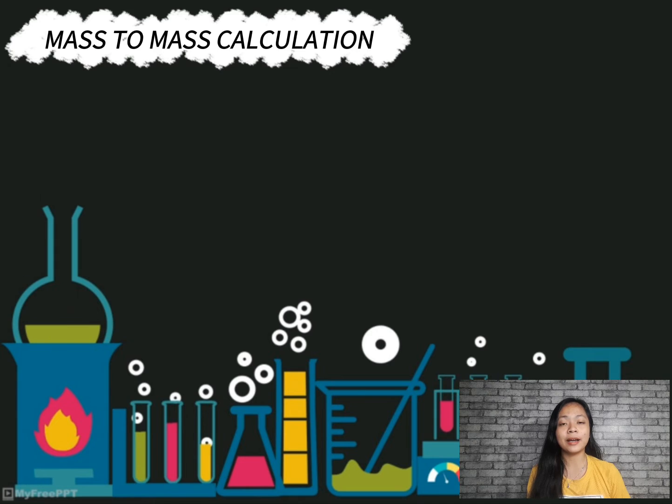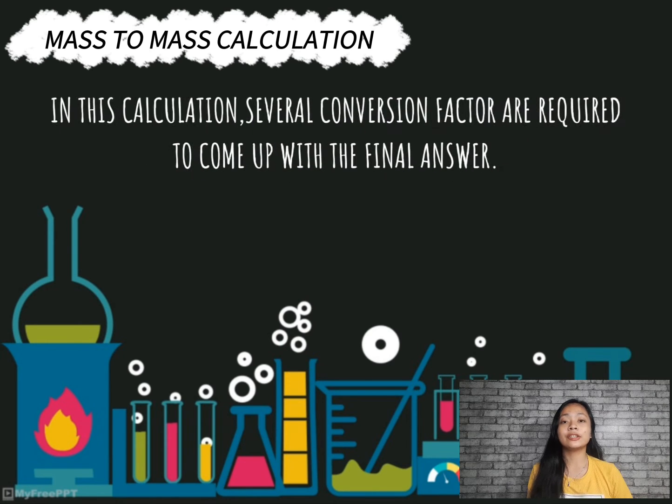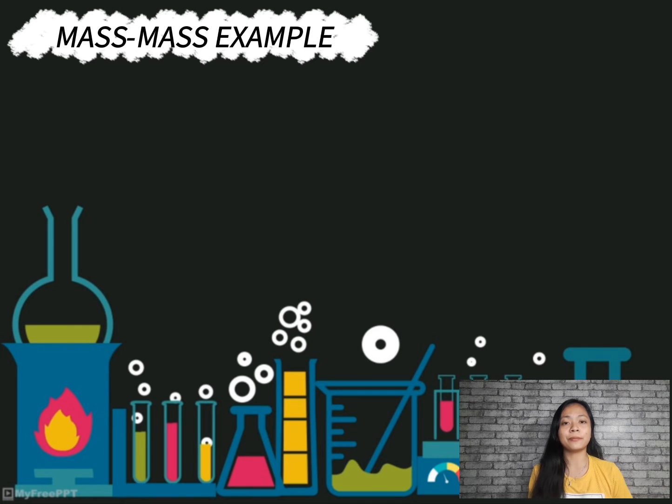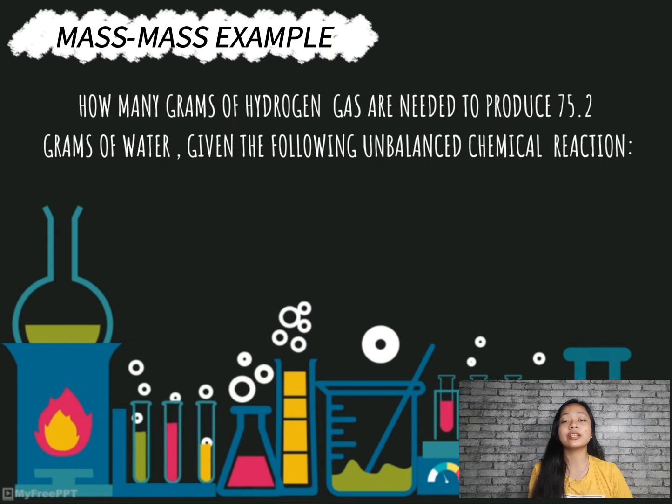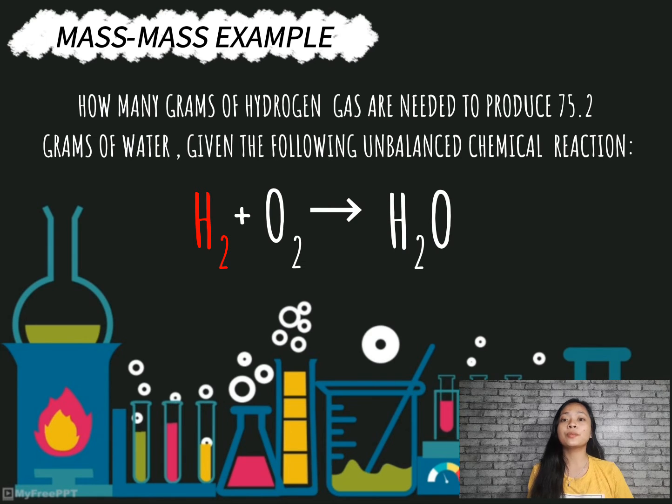So, this time, we are going to the next calculation. It is the mass calculation or grams to grams stoichiometric calculation. So, how do we do that? In this calculation, several conversion factors are required to come up with a final answer. So, let's have an example. How many grams of hydrogen gas are needed to produce 75.2 grams of water, given the following unbalanced chemical reaction? So, we have H2 plus O2 is equal to water. We need to balance first before we proceed to solving.